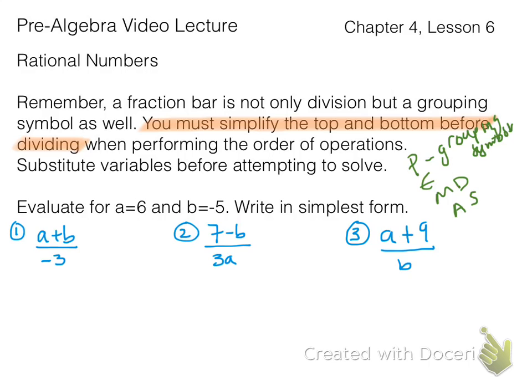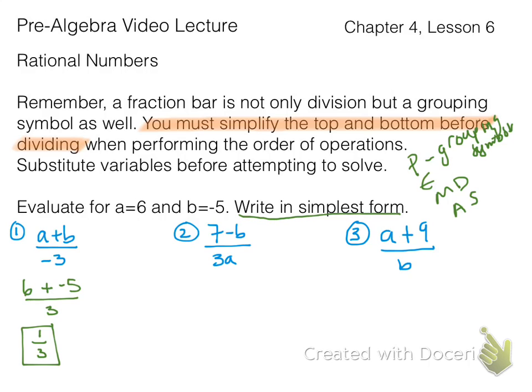Okay, so that's why with the fraction bar, you got to simplify the top and the bottom before you take care of it. Okay, all right, so since we have some variables in there and I tell you what the variables are, we're going to replace the variables with the numbers before we do any math. So A is 6 and B is negative 5. So if I replace A with 6 and B with negative 5, we're going to get 6 plus negative 5 over 3. Well, 6 plus negative 5 is 1. 1 over 3 is 1/3, and that's as simple as it gets.